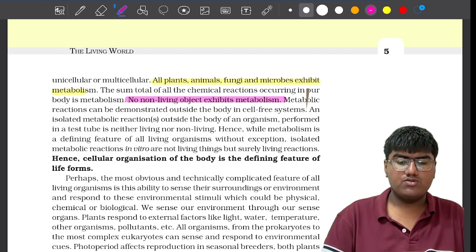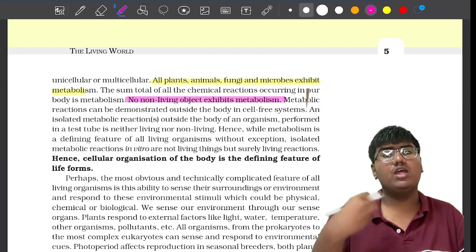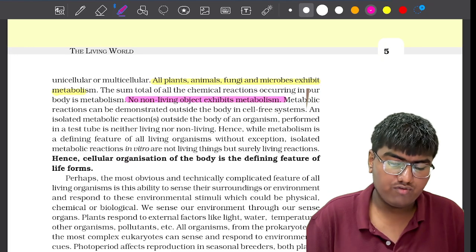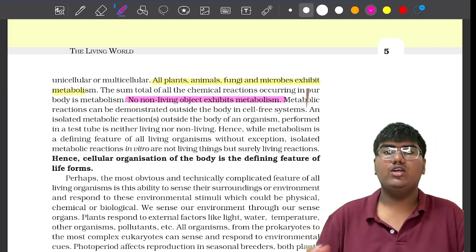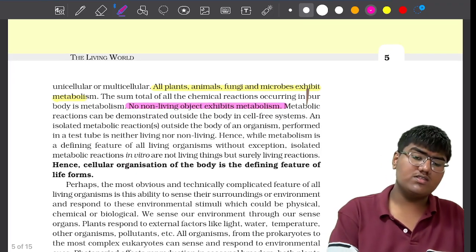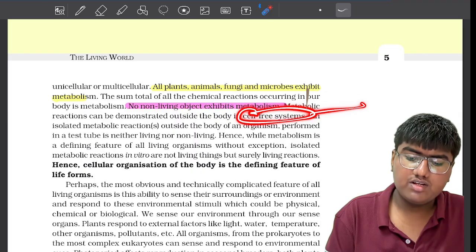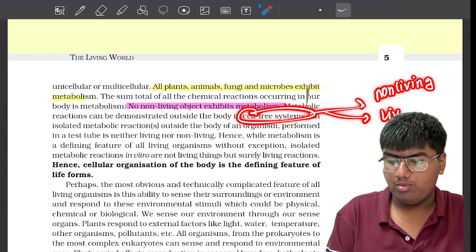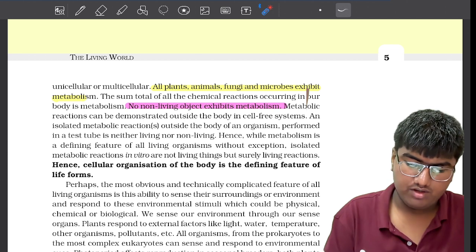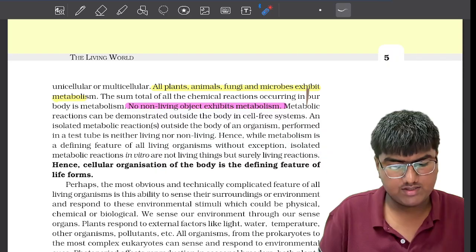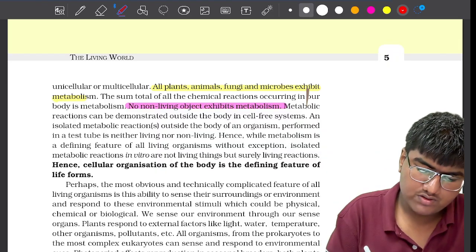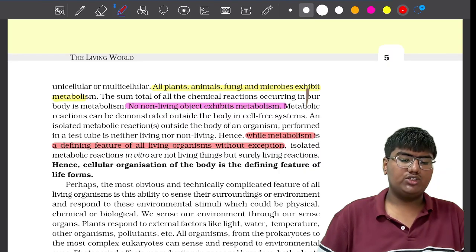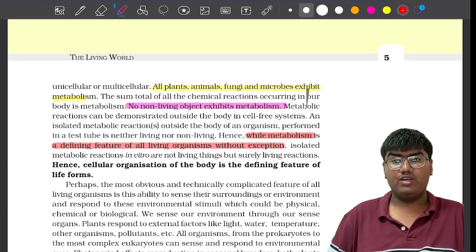Metabolic reactions can be demonstrated outside the body in a cell-free system. An isolated metabolic reaction outside the body of an organism, performed in a test tube, is neither living nor non-living. This is the cell-free system. You cannot consider it as living or non-living. It is not any of the above. It is an example given here. While metabolism is a defining feature without an exception, this is an important statement. Metabolism is a defining character without any exception. Isolated metabolic reactions in vitro are not living things, but surely living reactions.